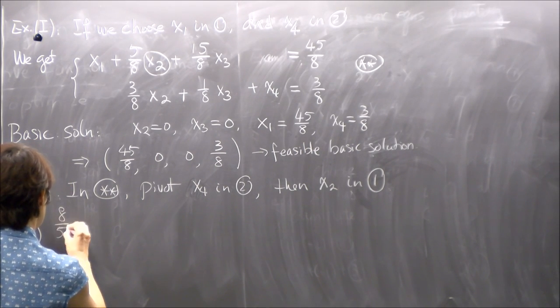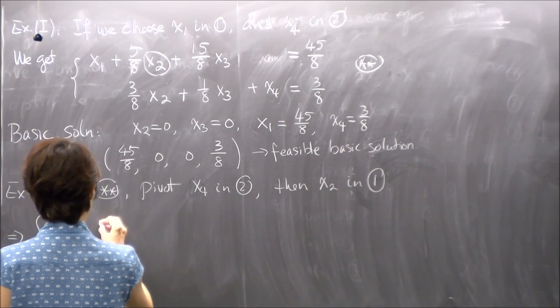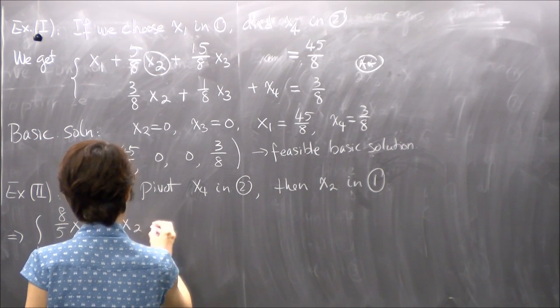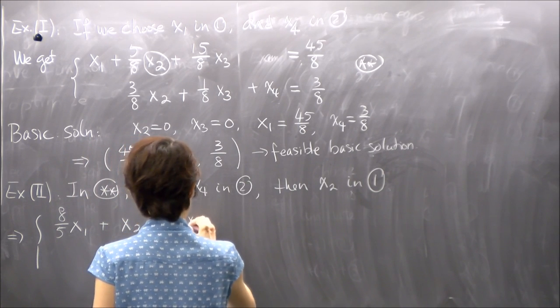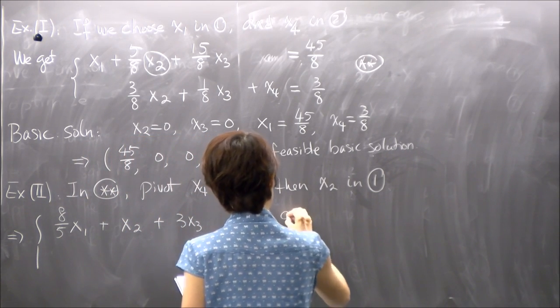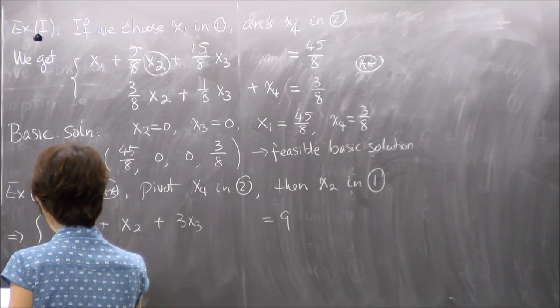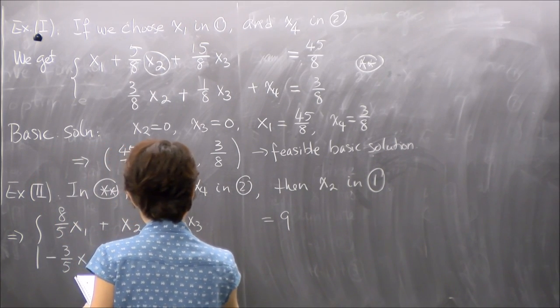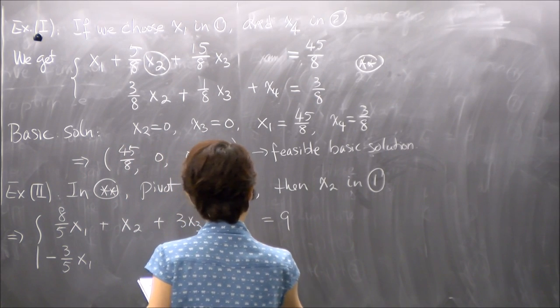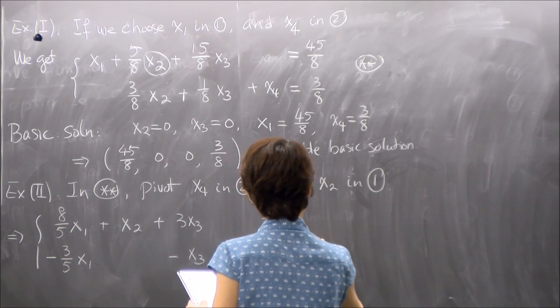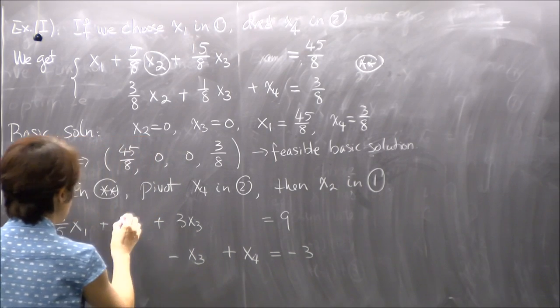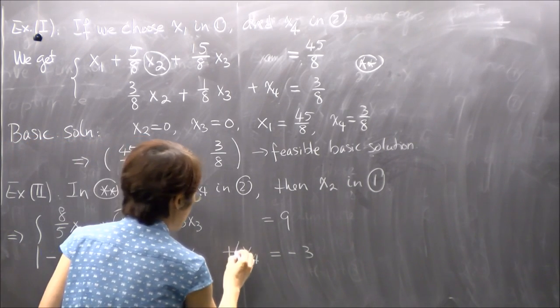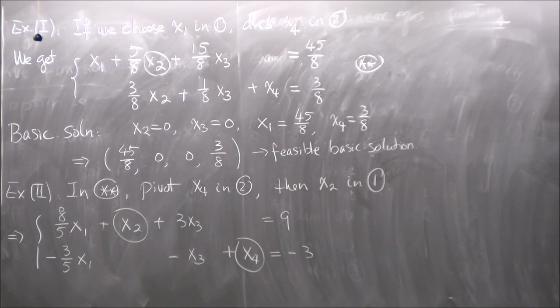8 over 5 x1 plus x2 plus 3x3 equals 9, negative 3 over 5 x1 minus x3 plus x4 equals negative 3. So let me circle the basic variables that we chose to pivot. So that's a canonical form with x4 and x2 as the basic variables.